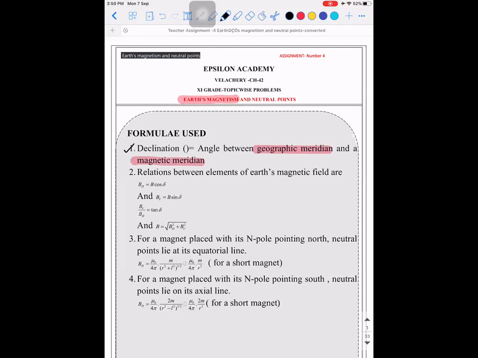The second point is we saw the horizontal component of the Earth's magnetic field, which is given by BH cos delta, where delta stands for what? Angle of dip. Yes, it's called angle of dip or inclination also. But the most commonly used term is angle of dip. Then the vertical component of Earth's magnetic field is given as B sin delta. Then BV by BH is equal to tan delta, and B is equal to root of BH square plus BV square.